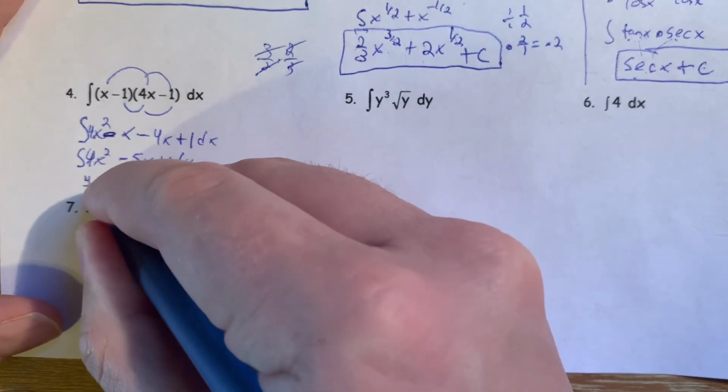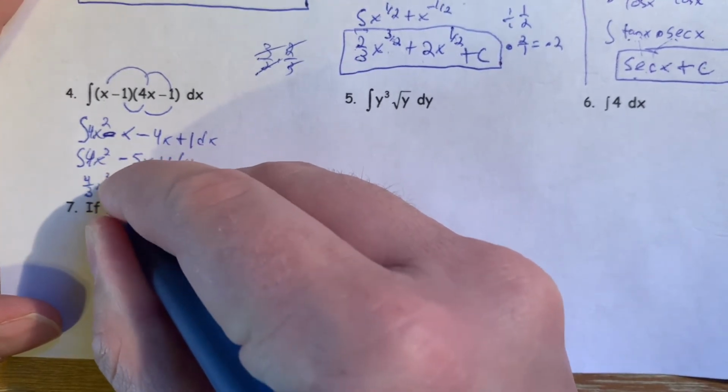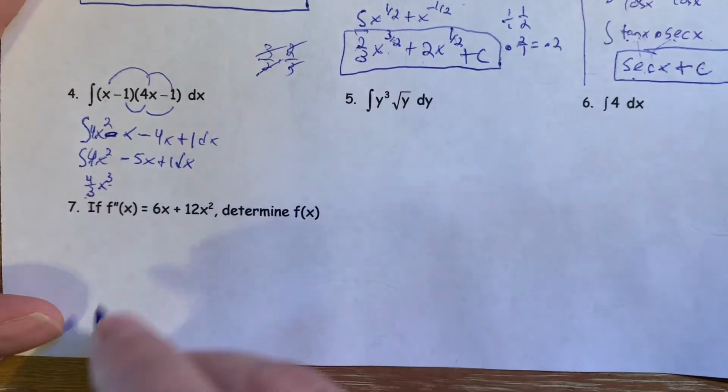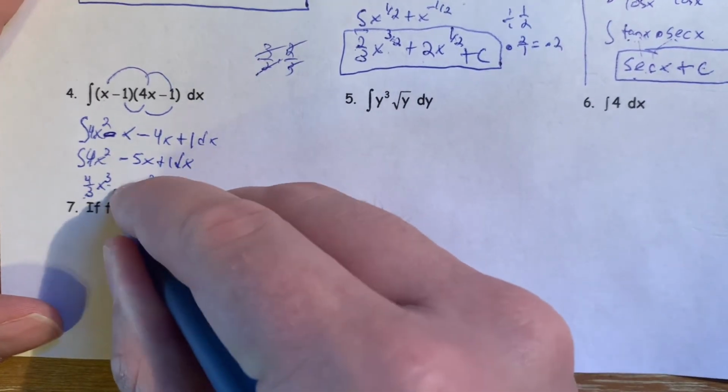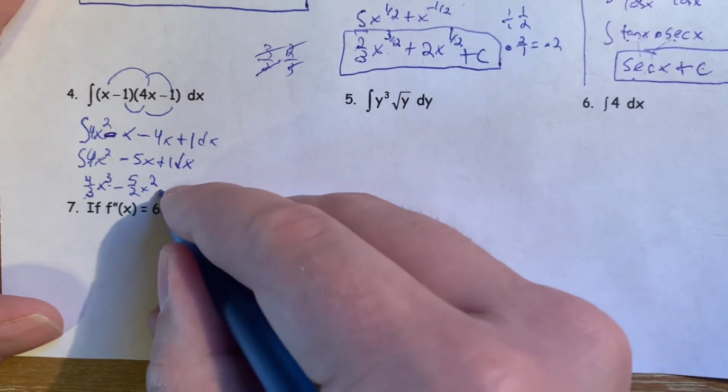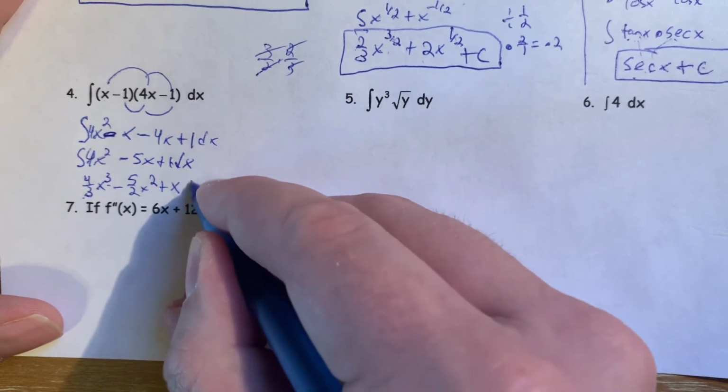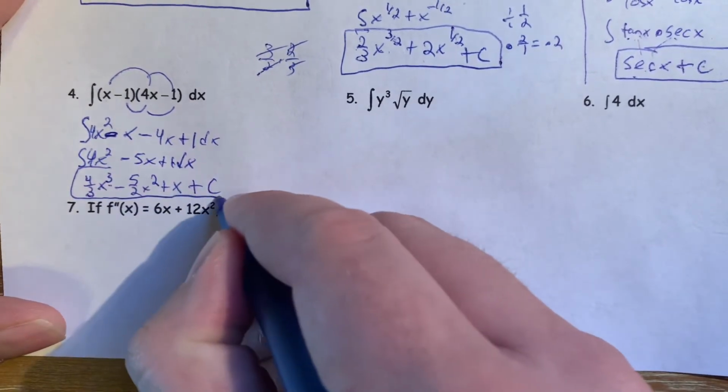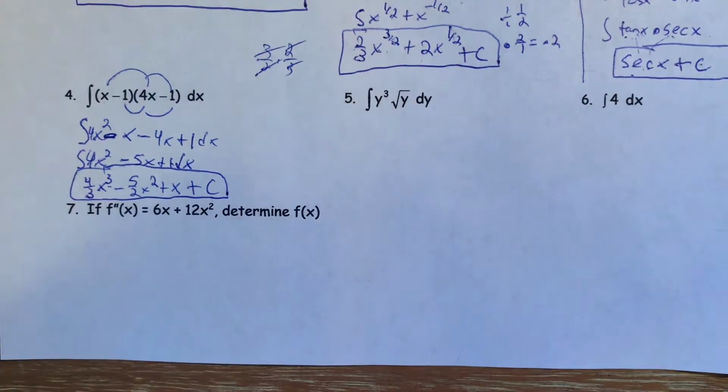This is 4/3 x cubed. So we raise the power by 1, divide by the power. Raise the power by 1, divide by the power. This will be x, and we need a plus c. So hopefully you feel okay about that.